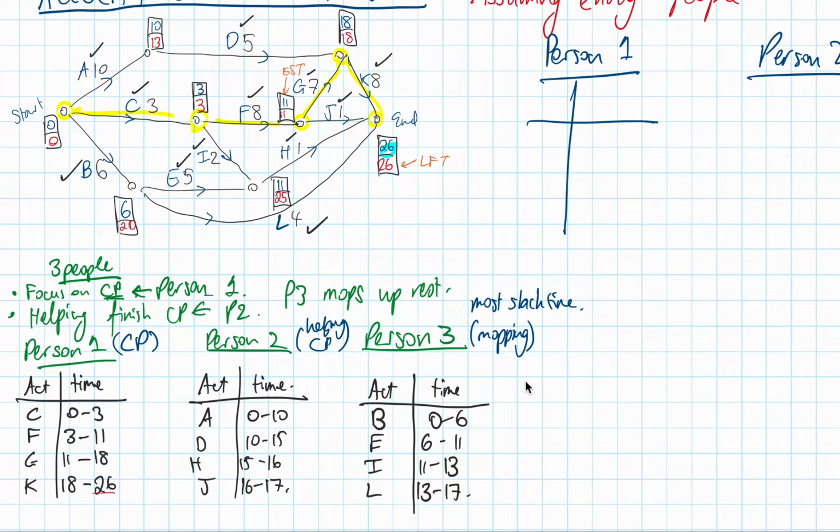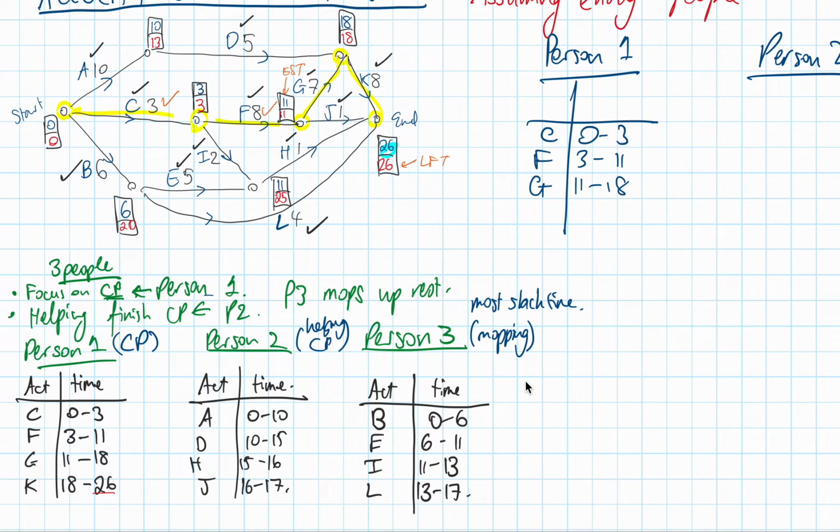Okay, they can do job C straight away, 0 to 3. Then they can do job F right away, 3 to 11. Then they can do job G right away as well, 11 to 18. So this is identical to the other person. Now I'm going to tick these off in orange as I go. Okay, so we can tick, tick, tick.